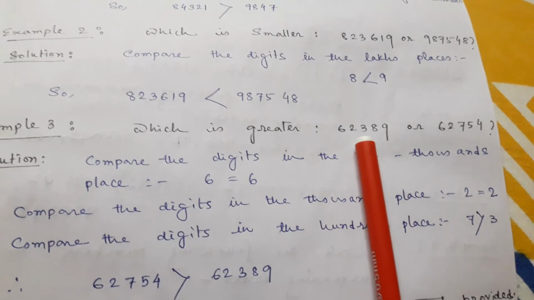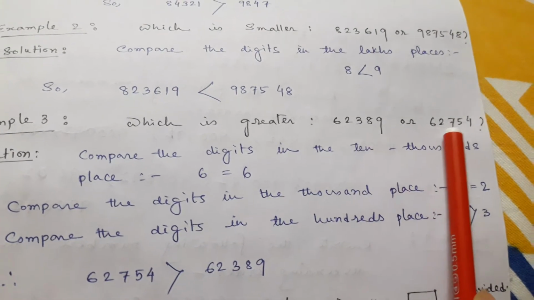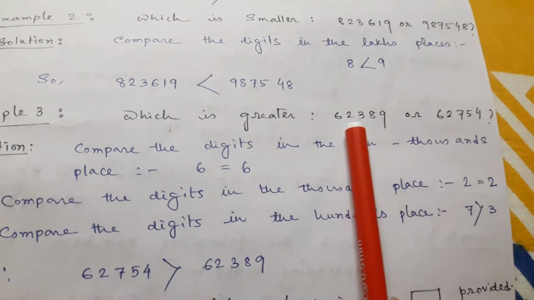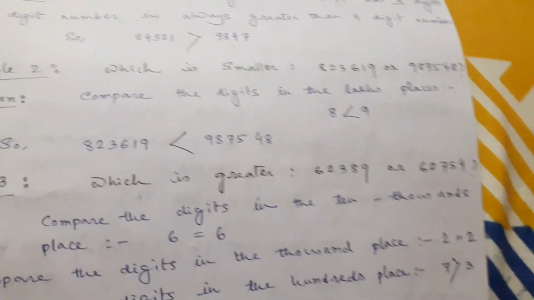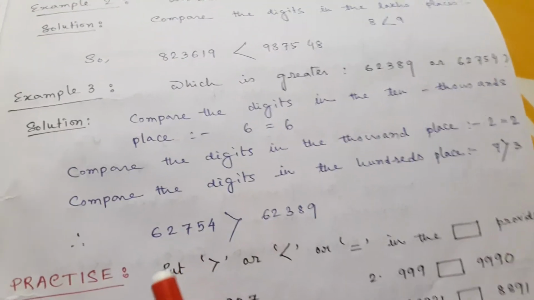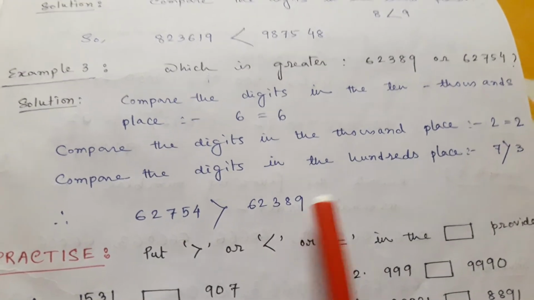So this is the hundreds place. Now in the hundreds place there is 3 and in this number there is 7. So we already know 7 is always greater than 3. So we can conclude that this number is greater than this number. So we have written 62754 greater than 62389.